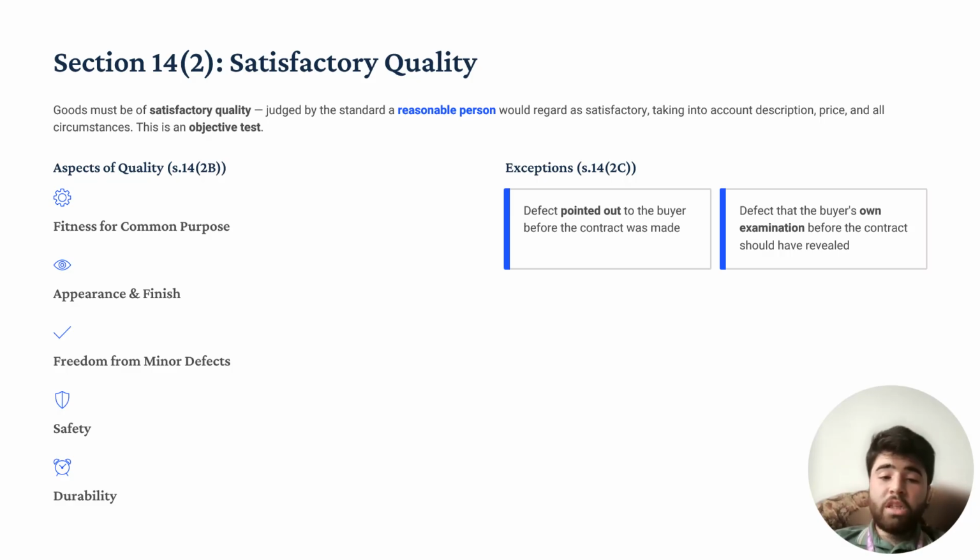So section 14 subsection 2b then lists what quality includes. Goods must be fit for all the purposes they are commonly used for. Section 14 subsection 2c: the implied term does not apply to defects that were specifically pointed out to the buyer before the contract.